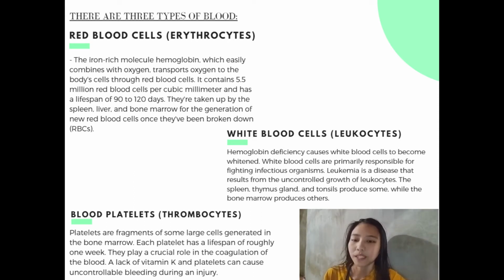Aside from blood platelets, the body requires vitamin K, which is required for the synthesis of prothrombin, a kind of plasma protein. A lack of vitamin K and blood platelets can result in uncontrollable bleeding known as hemorrhage during an injury.